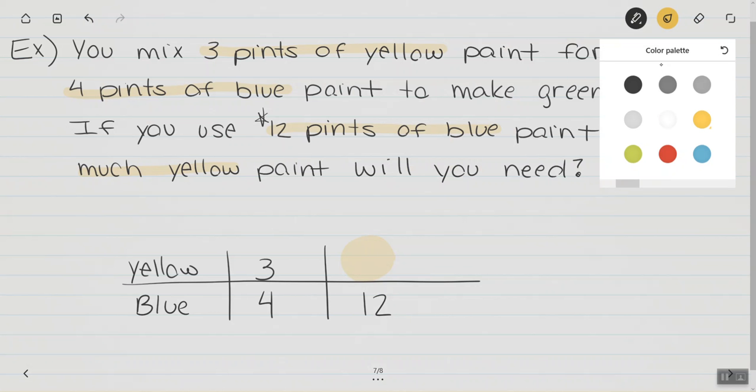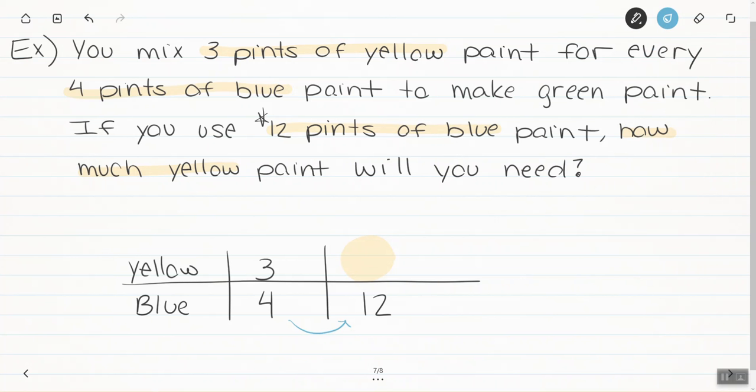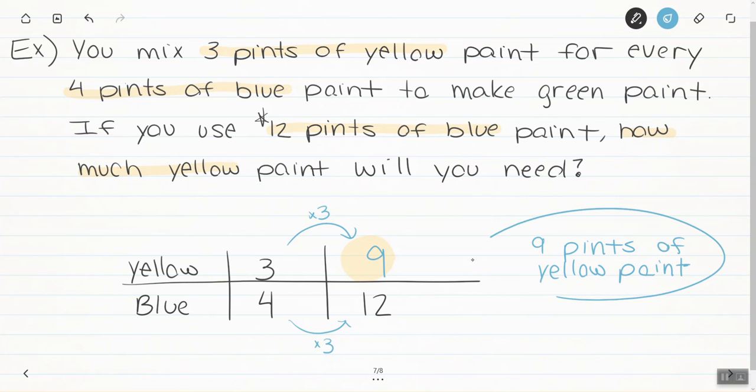So I'm going to fill in my ratio table just by using multiplication. So how would I get from 4 to 12? Well, I'd have to multiply times 3. And whatever I do at the bottom, I also have to do to the top. So times 3, and 3 times 3 would give me 9. So I know in order to solve this problem, in order to make the green that I need, I'm going to need 9 pints of, and you can see it's in the yellow row, so I'm going to need 9 pints of yellow paint. And that will make the color green that I'm looking for.